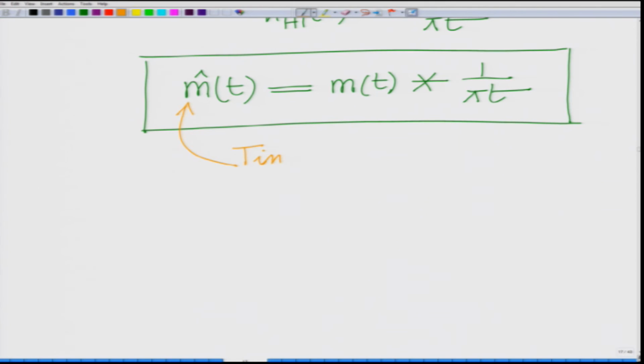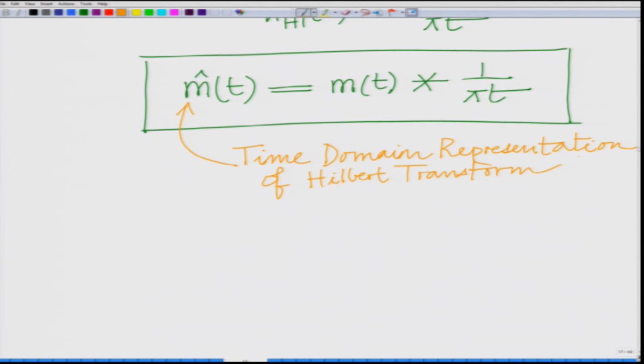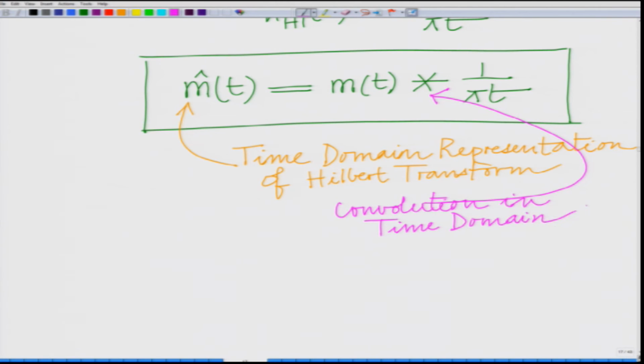This is the time domain representation of the Hilbert transform, and remember, this is a convolution. This is a time domain representation, therefore it is a convolution in the time domain, that is, the convolution of the input signal with the impulse response.